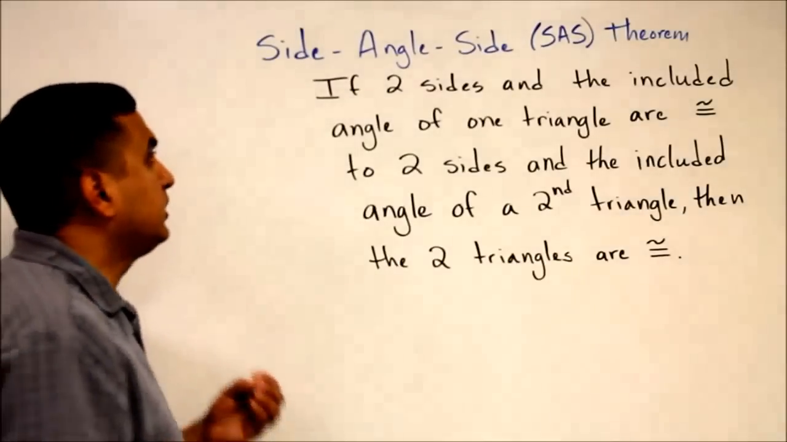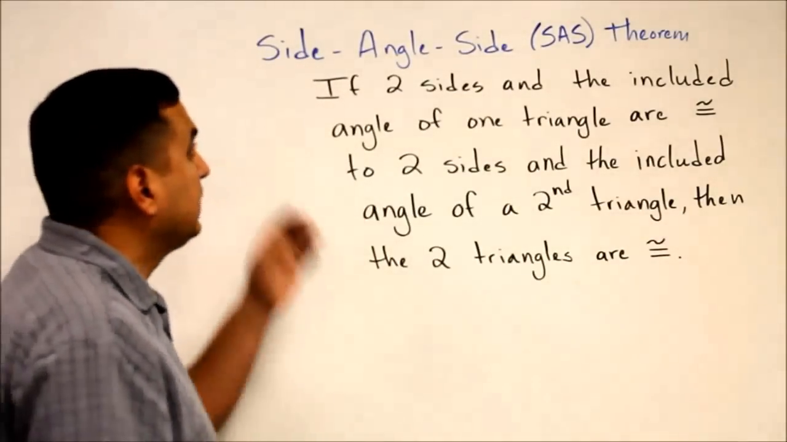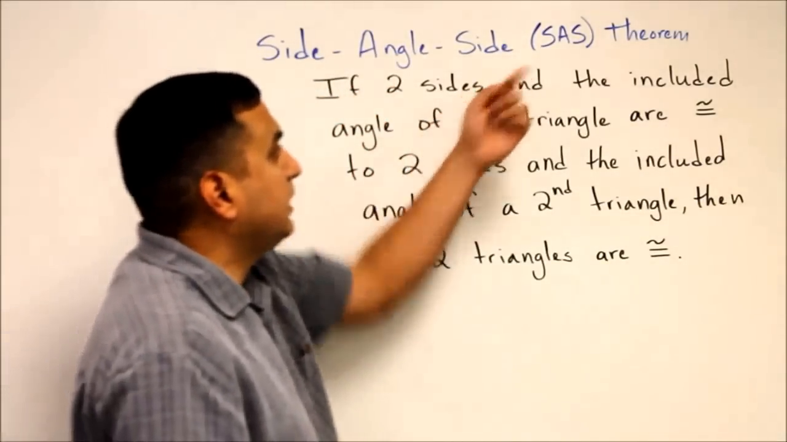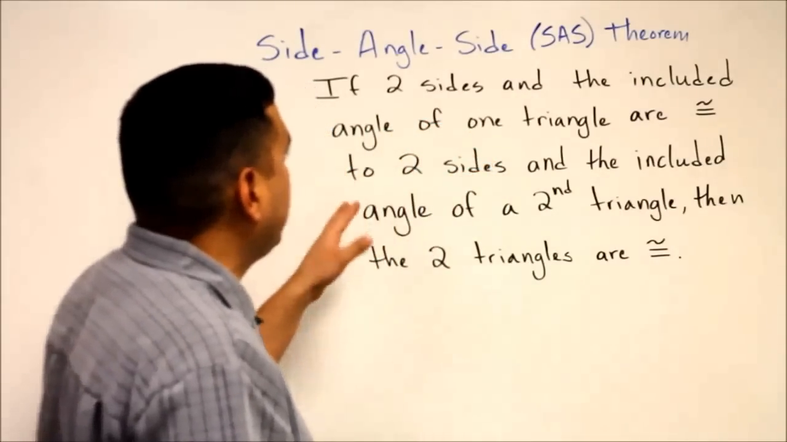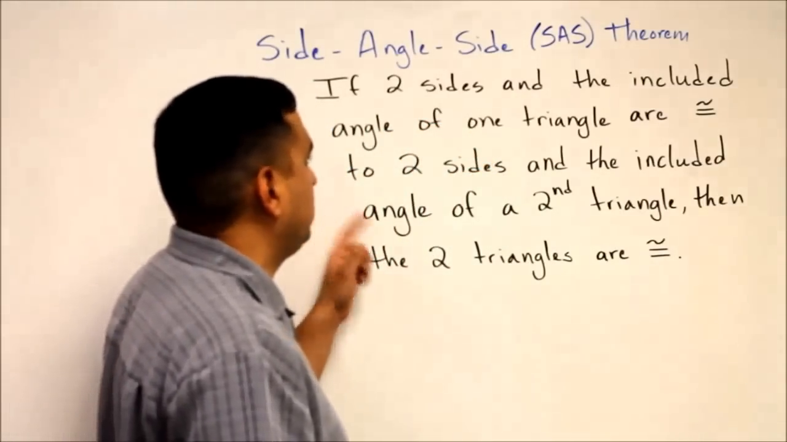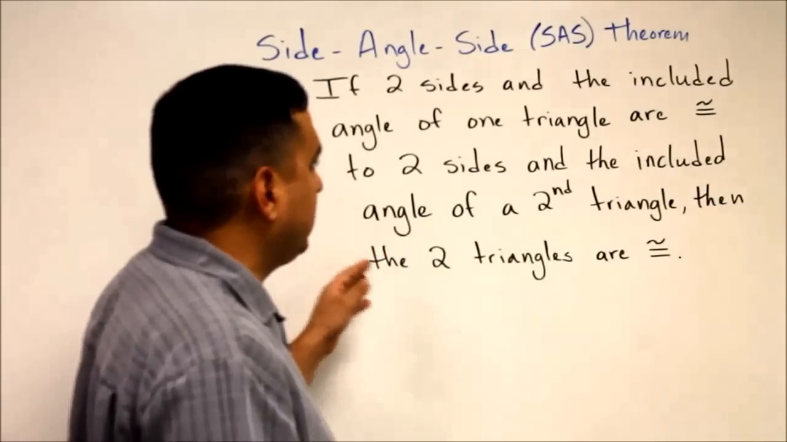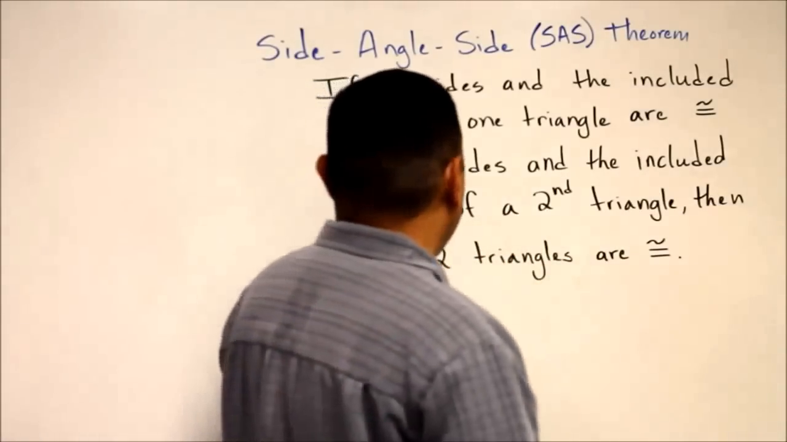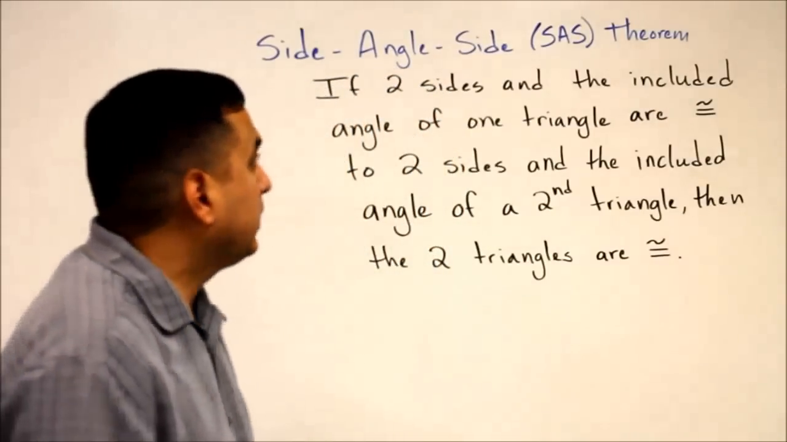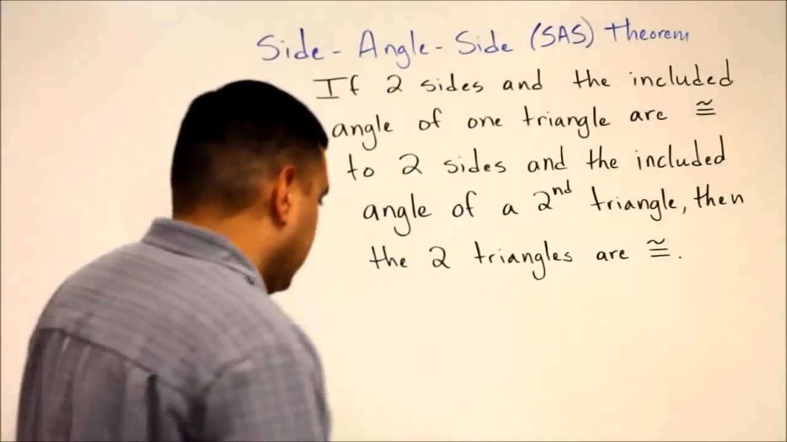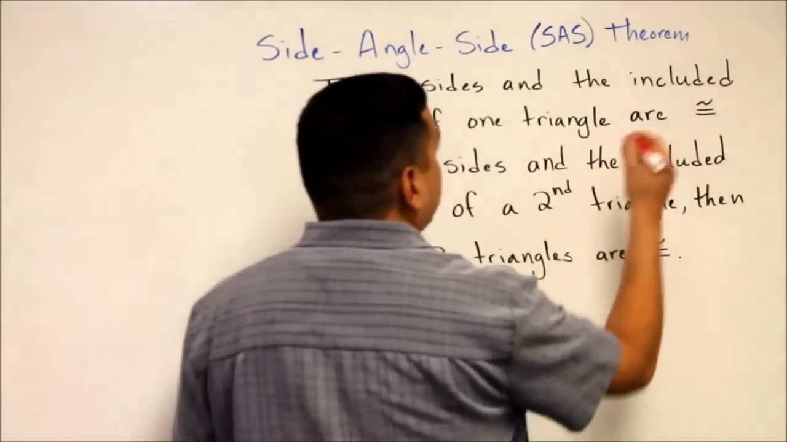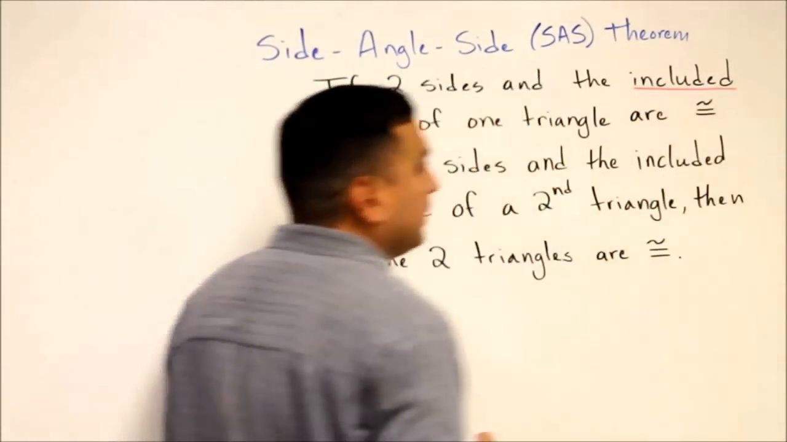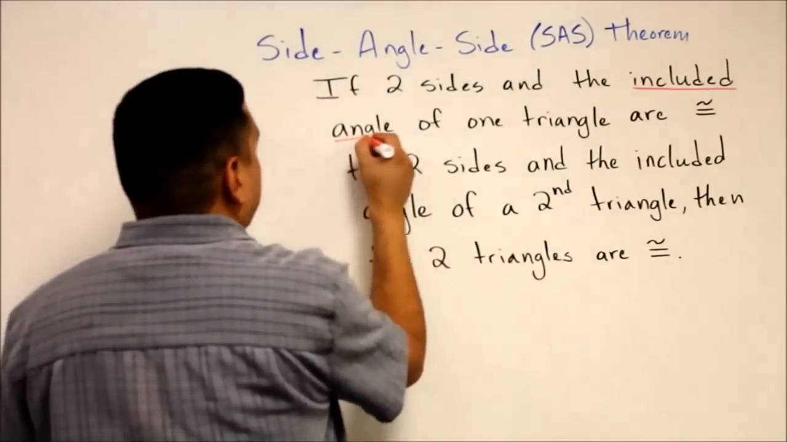So this whole lesson is pretty much just talking about this one theorem, the side angle side, or SAS theorem. It just says that if two sides and the included angle of one triangle are congruent to two sides and the included angle of a second triangle, then the two triangles are congruent. I'm going to explain this, and then look at what this word means, this included angle. That's going to be important.